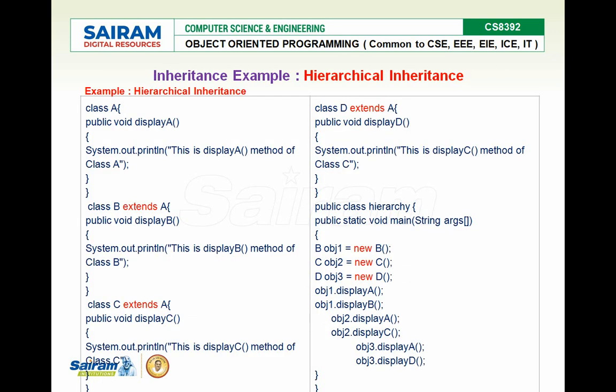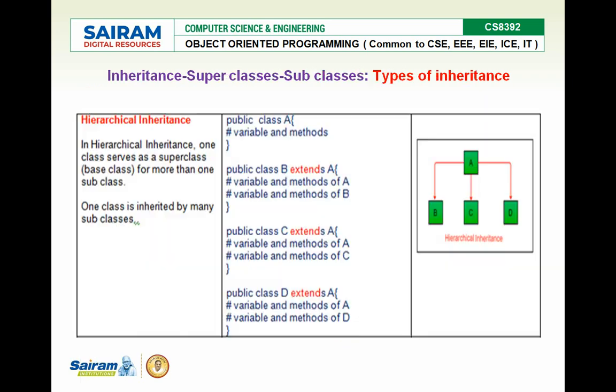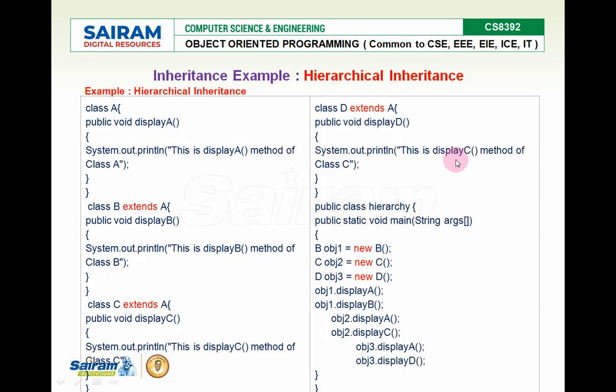And the example is written with this diagram. We have class A as the one base class, and a number of derived classes inheriting from that single base class. Class A has a method displayA with a print statement, and class B extends class A, class C extends class A, class D extends class A. All the B, C, D classes extend the same class.